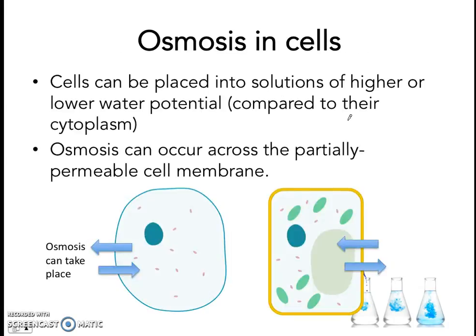Okay, in our next lesson, we'll be looking at osmosis in cells. Now, osmosis doesn't just happen in boring glass beakers and Visking tubings. It happens in cells as well. You see, cells have a certain amount of water inside their cytoplasm, and they can be placed into solutions that have higher or lower water potential compared to their cytoplasm. So osmosis can actually take place across this partially permeable cell membrane here. The water can sometimes move out, water can sometimes move in. And we'll stay tuned to what exactly happens in different types of solutions.